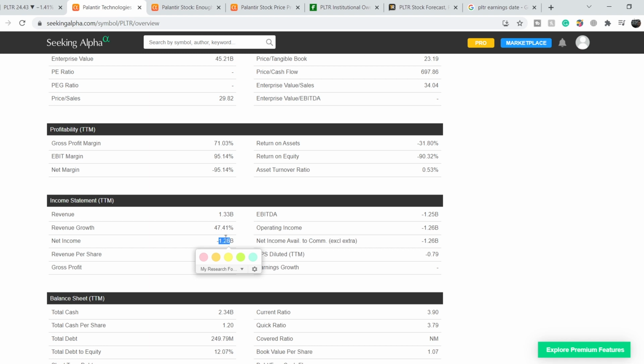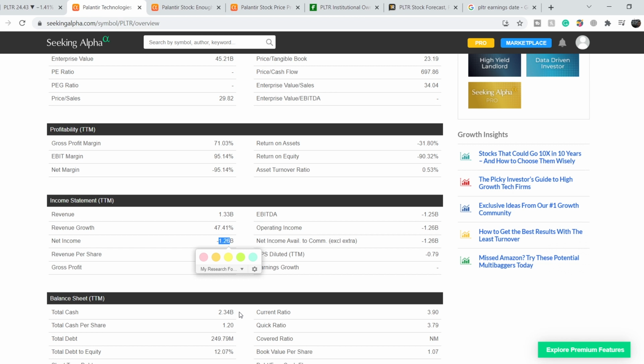And I covered this number multiple times in my previous video, and I have to say that in my opinion, there is nothing to worry about with these losses. So they have very good revenue growth of 47.41%, and their total cash position is really strong. It is $2.34 billion according to this data. And from the financial standpoint, this company is very stable, and I have to say that a lot of analysts have some doubts about their stock-based compensation.